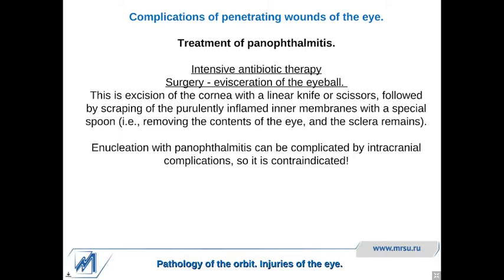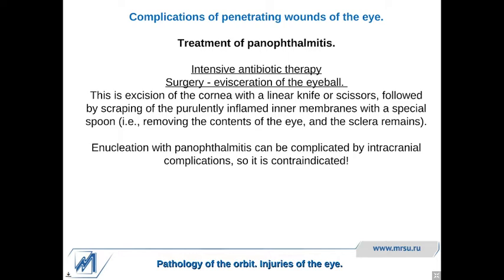Of course, intensive antibiotic therapy. And also surgery. But here the surgery is named evisceration of the eyeball. What does it mean? This is excision of the cornea with a knife or scissors, followed by scraping of the purulently inflamed inner membranes with a special spoon. That is removing the contents of the eye, and the sclera remains.